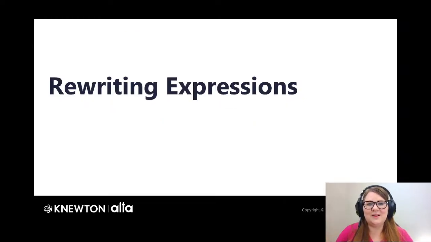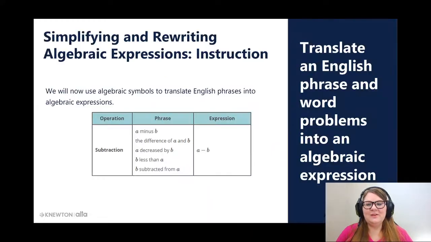All right, we're going to start rewriting expressions now because this goes directly in context of simplifying them. All right. Now, a couple of things that you're going to want to recognize are some ways that we can say different things. So, for example, if I said minus, the difference, decreased by, less than, subtracted from, these are all indications that I want to do subtraction.